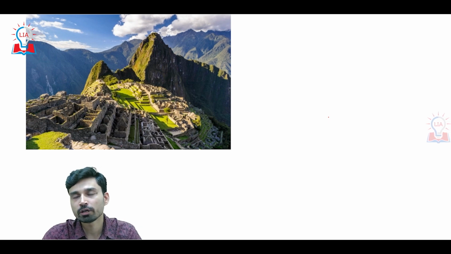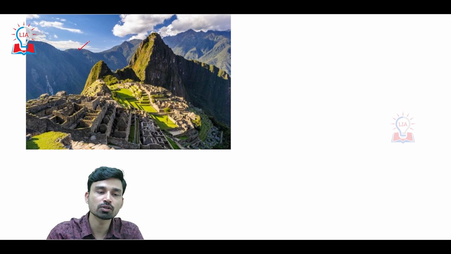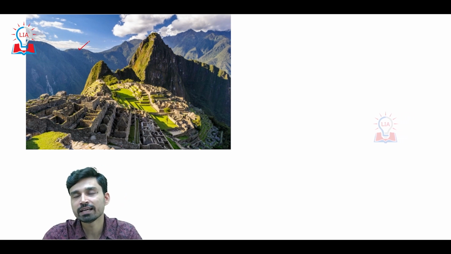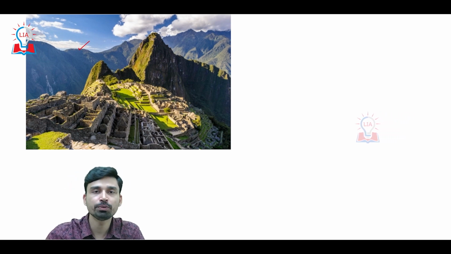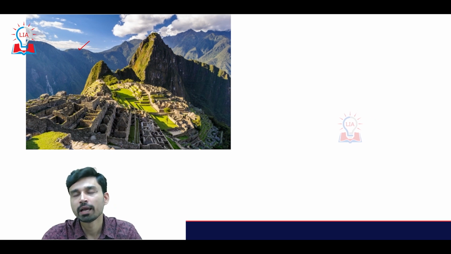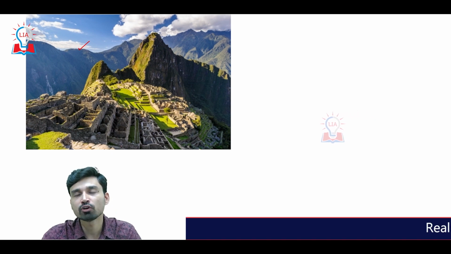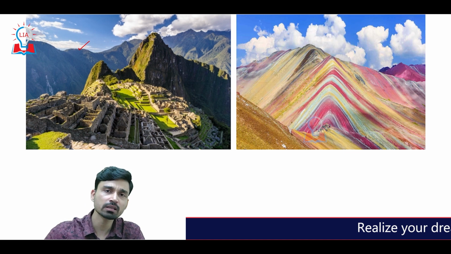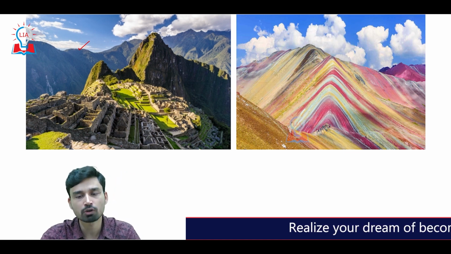The third most important feature which you will find in South America is the ruins of an ancient civilization called Machu Picchu, which is situated in Peru. And Machu Picchu has also been classified as one of the 7 wonders of the world.